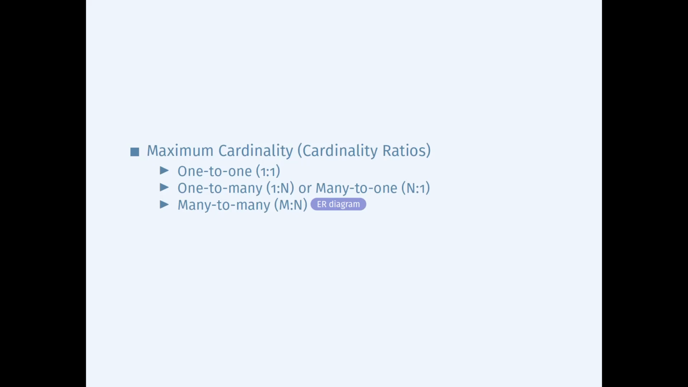Similar to that, employees can work on different projects. That means an employee can work for many projects. And a project can have many employees, so it will be many to many. This is called many to many relationship.